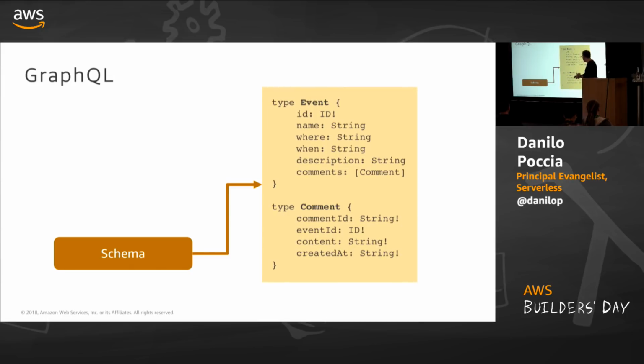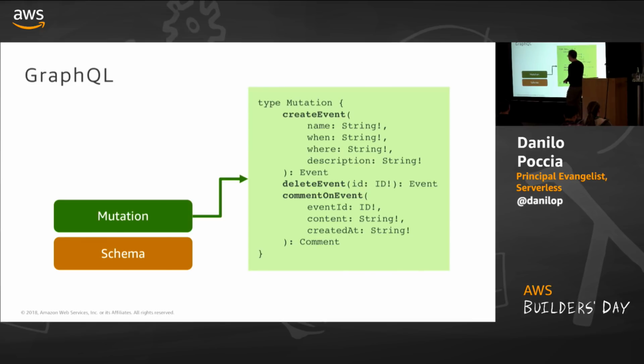And each comment has an ID, is linked to an event ID, has some content, the text of my comment, and a creation date. You see how I'm really giving a structure to the information that I want. On top of the schema, we must define the way we want to change the data, so how to insert and update and delete the data. And this is called mutation in GraphQL. For example, this is a little bit of a simplification, but in this case for events, I want to be able to create an event, to delete an event, and to add a comment to an event.